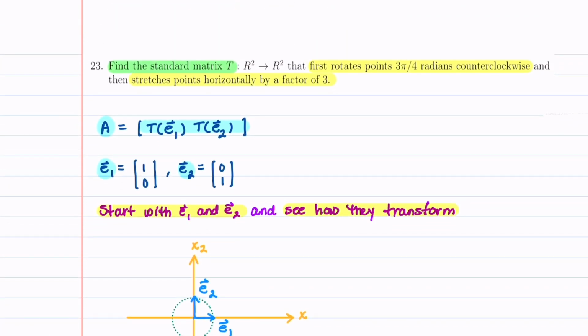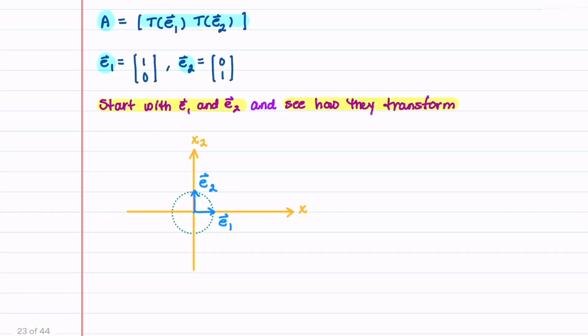Let's call this first transformation T1, and the second transformation let's call T2. So we're going to look at T1 first. It rotates points 3 pi over 4 radians counterclockwise. So what we're going to do is take E1 and rotate it 3 pi over 4 counterclockwise. So E1 is going to look like this.